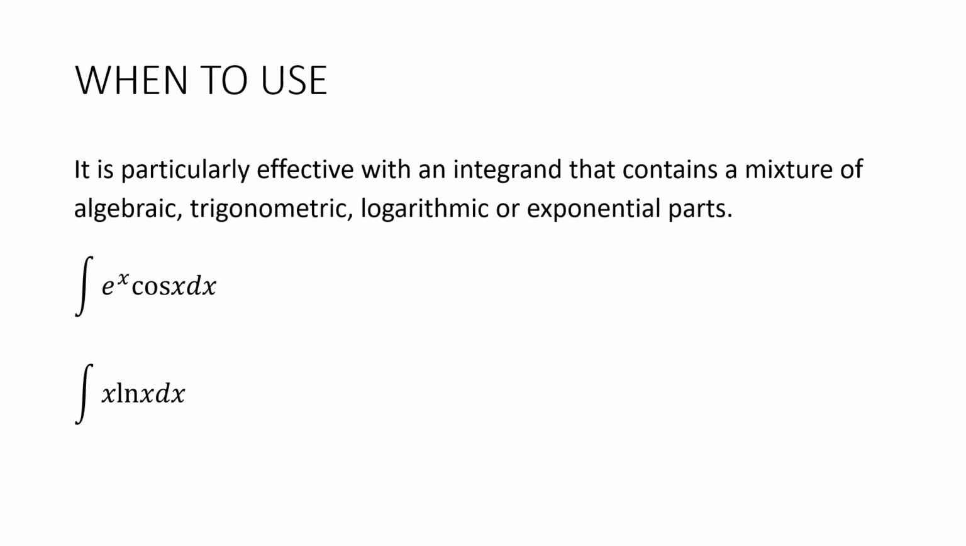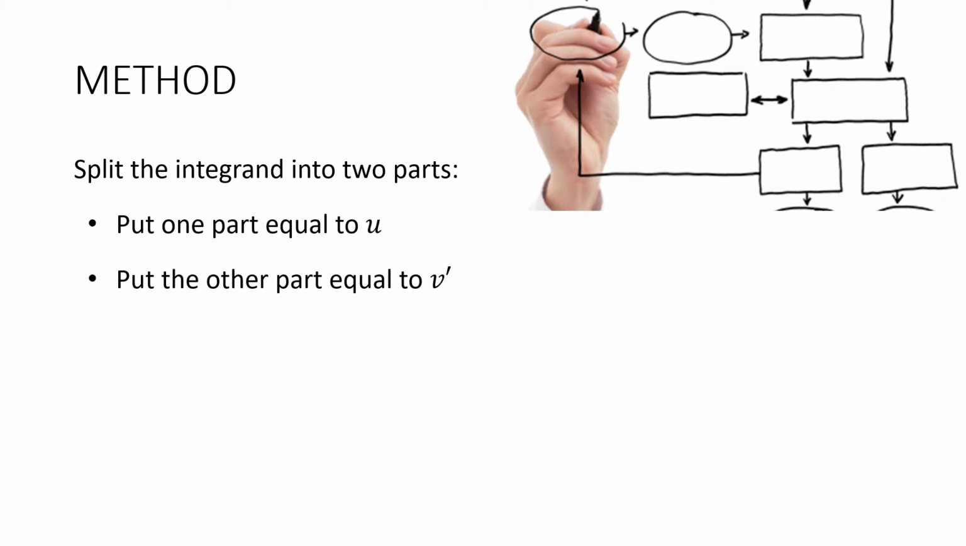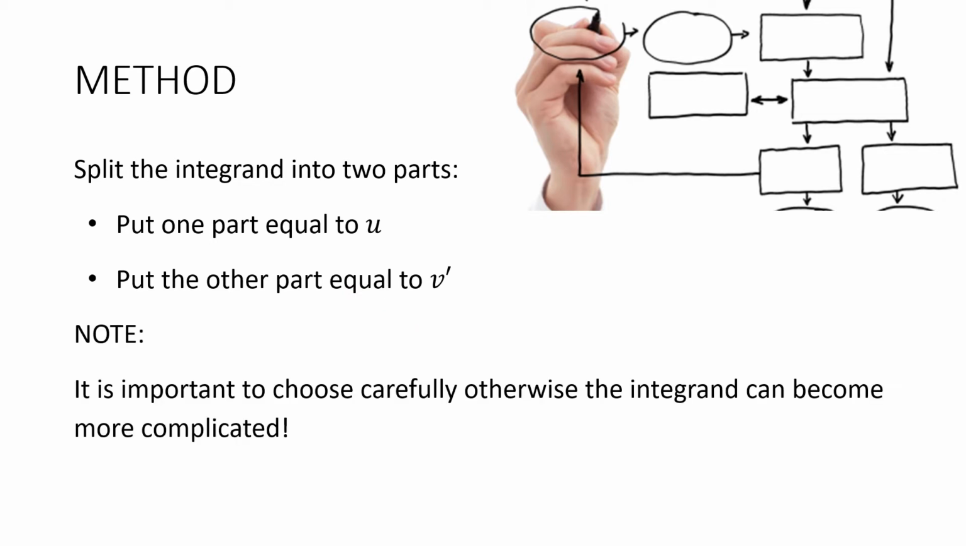Now it's particularly effective when we have an integrand that contains a mixture of algebraic, trigonometric, logarithmic or exponential parts, like these two. So here I've got an exponential multiplied by a trig function. Here I've got an algebraic function multiplied by a logarithmic function. Now here's the method. Split the integrand into two parts. We're going to put one part equal to u and the other part equal to the derivative of v. Now here's an important point. Choose carefully, otherwise the integrand can become more complicated.